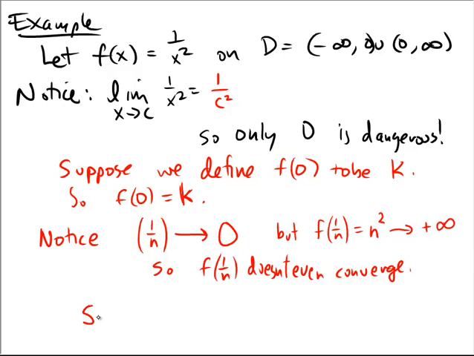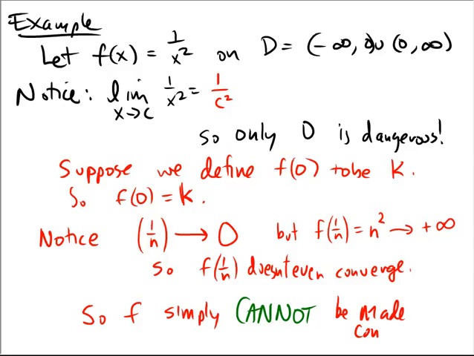So in our case here, f simply cannot be made continuous. It'll be defined, of course, but it can't be made continuous at 0. No matter what we tried to define it to be, if we tried to set it up as some value k, then our 1 over n sequence would head towards 0, so we would have to have that the f of 1 over n's would have to go to k, but we can see that the f of 1 over n's don't converge to anything. They always diverge off to positive infinity.